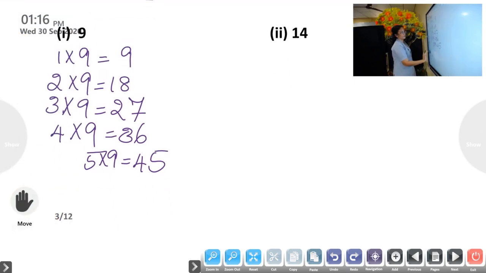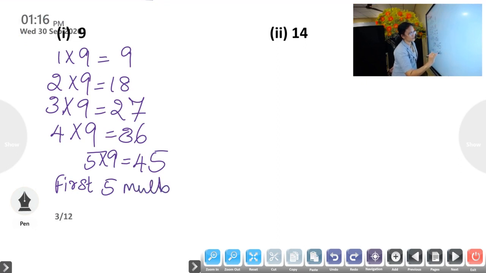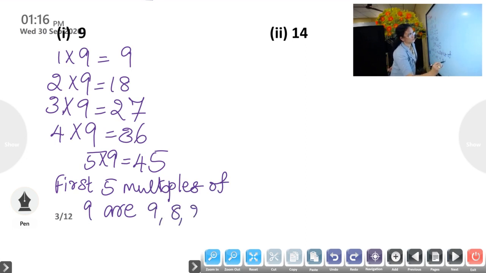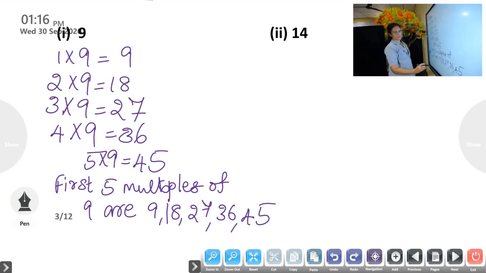So the first 5 multiples of 9 are 9, 18, 27. Sorry, it is not 8, it is 18. Okay, 9, 18, 27, 36, 45. Okay, the first 5 multiples of 9 are 9, 18, 27, 36, 45.